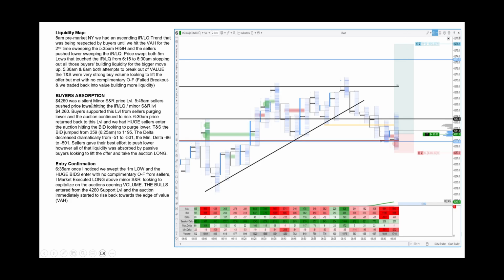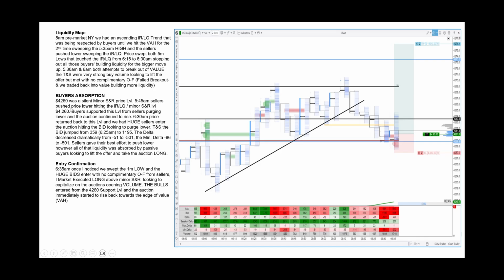So, buyer's absorption: 4260 was a silent minor support and resistance level. This was this level right here, 4260, this blue horizontal line. We pushed up and failed. We pushed up one more time, pushed down, then we broke and hit the value high. We came back down and used it as a level of support.